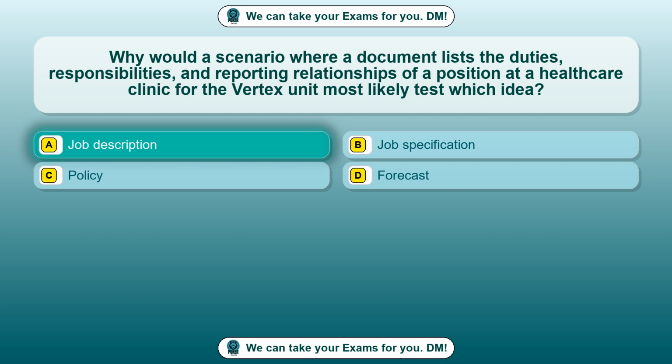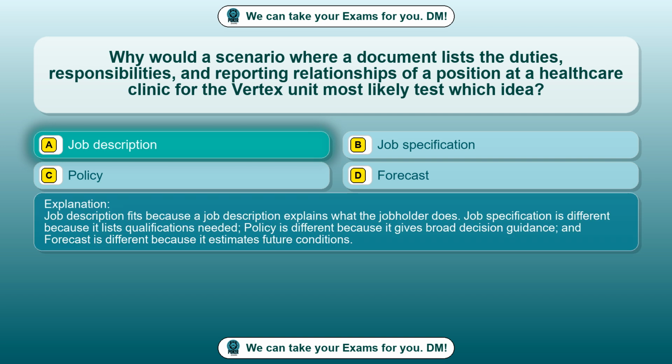Job description. Job description fits because a job description explains what the job holder does. Job specification is different because it lists qualifications needed, policy is different because it gives broad decision guidance, and forecast is different because it estimates future conditions.